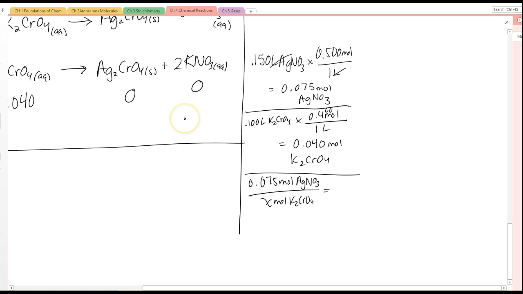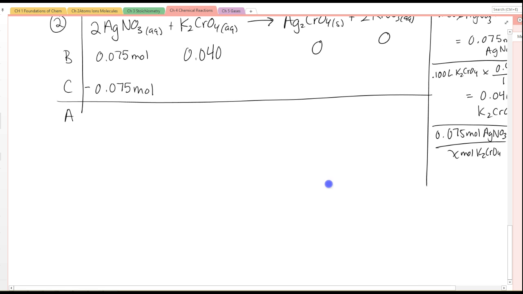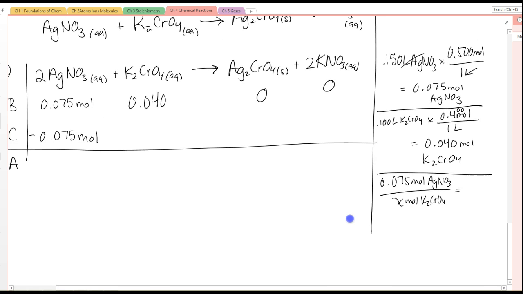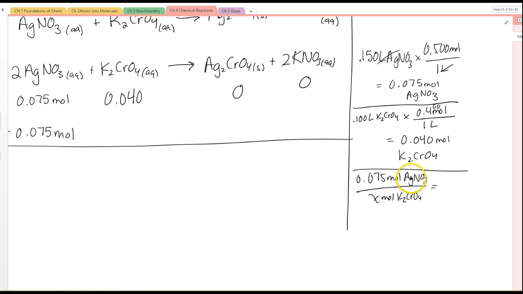Whoop, I need to look at my balanced chemical equation. Come on. Whoops. Touchscreen is not happy. All right, so 0.075 moles of silver nitrate is to X moles of potassium chromate as 2 moles of silver nitrate is to 1 mole of potassium chromate. So I've gone through and looked at this mole ratio here, 2 to 1.